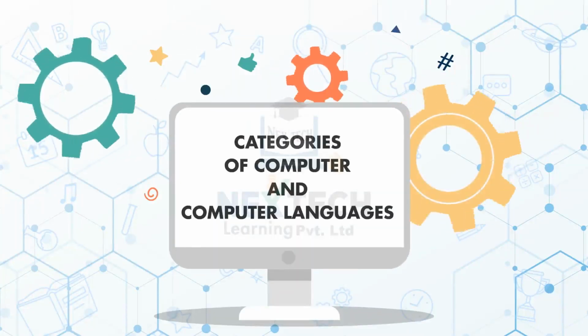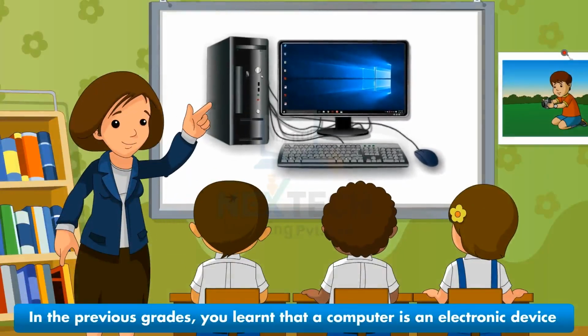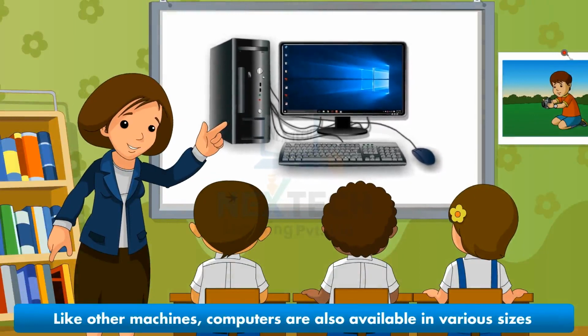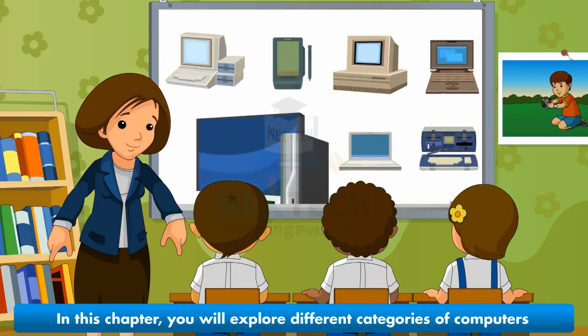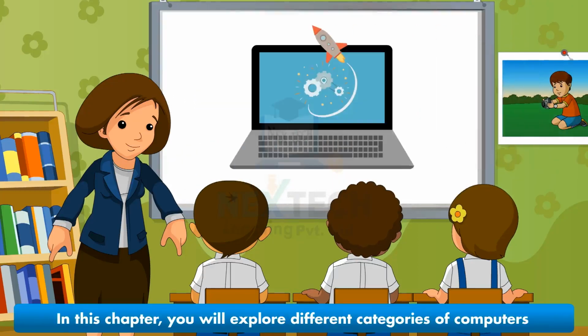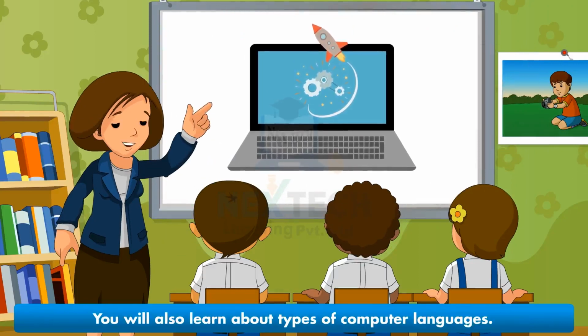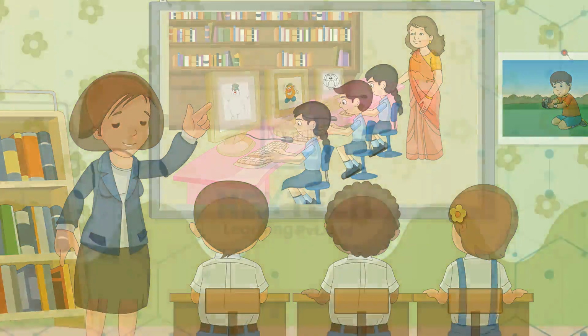Categories of computer and computer languages. In the previous grades, you learned that a computer is an electronic device and a smart machine. Like other machines, computers are also available in various sizes and types. In this chapter, you will explore different categories of computers on the basis of their size. You will also learn about types of computer languages.